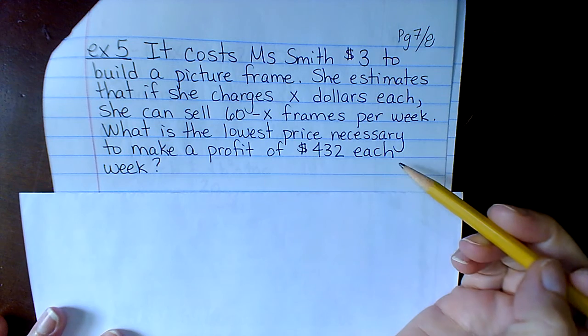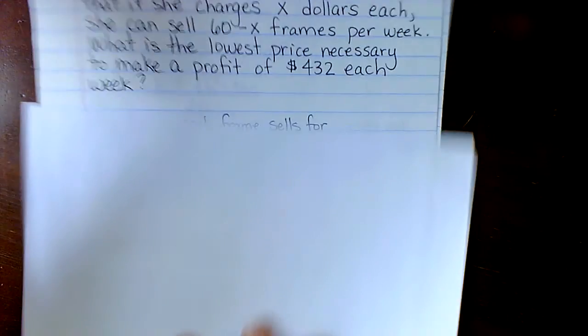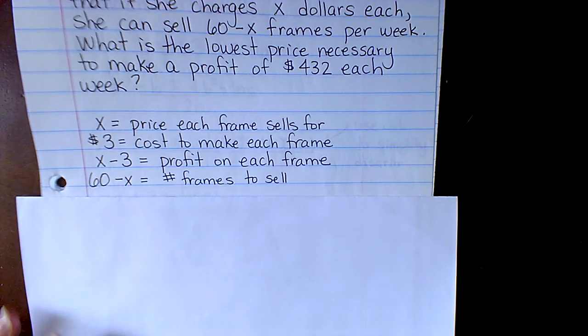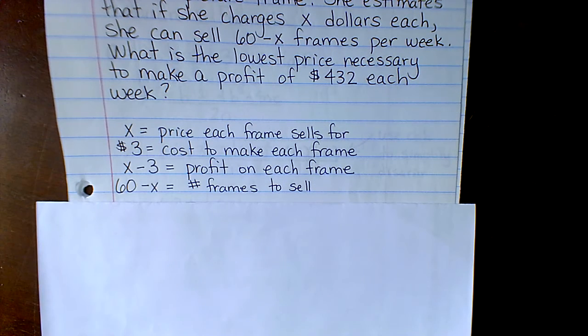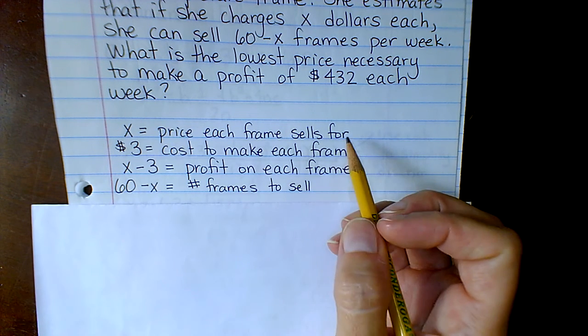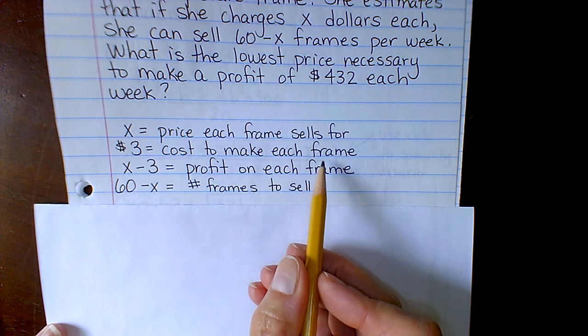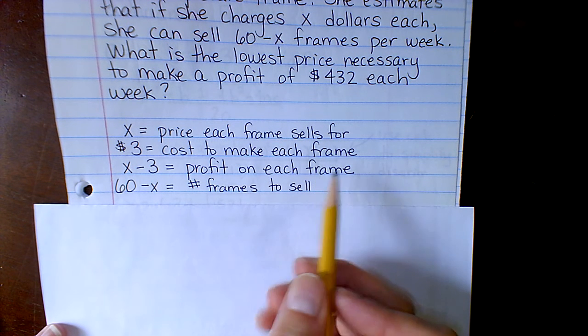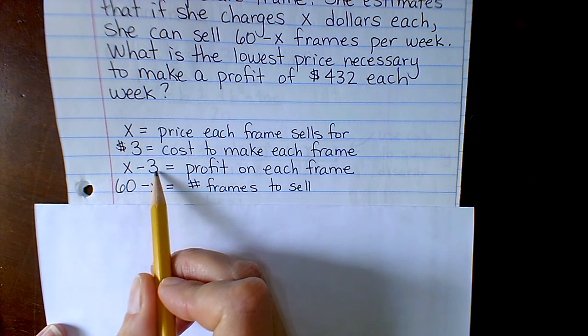What's the lowest price necessary to make a profit of $432 each week? Okay, just so we're clear, I'm labeling all kinds of stuff. x is the price that each frame sells for. It's $3 to make each frame, so her profit for each frame is x minus 3.